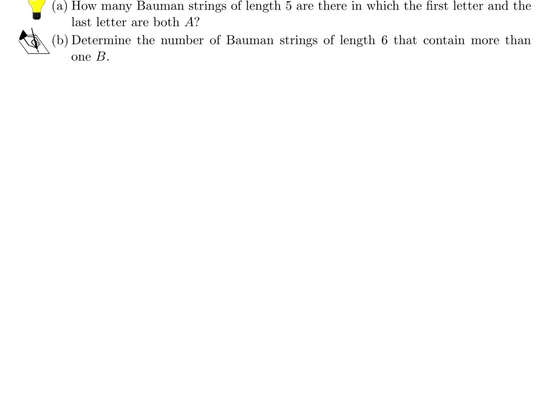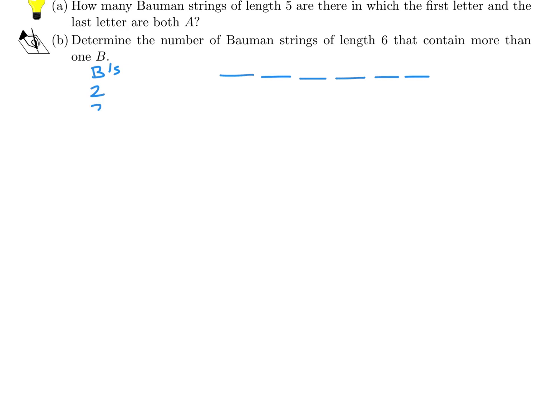Determine the number of Bauman strings of length 6 that contain more than one B. Okay, so more than one B. So length 6, first of all. Let me just see what categories we have. More than one B obviously means either 2 Bs. How many Bs are there?